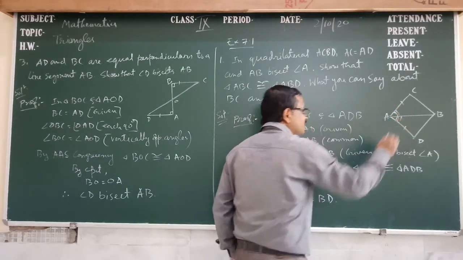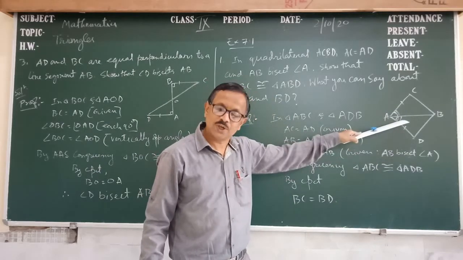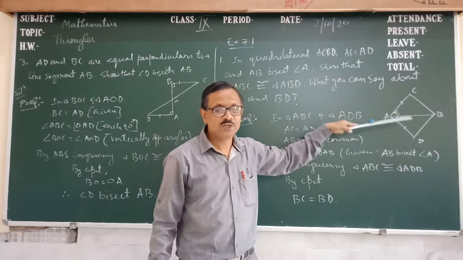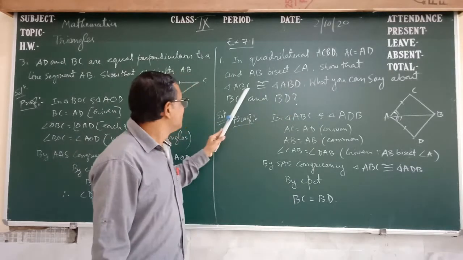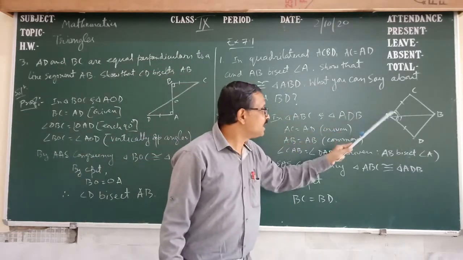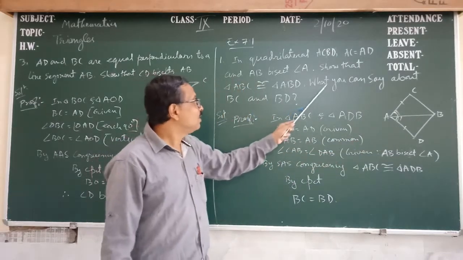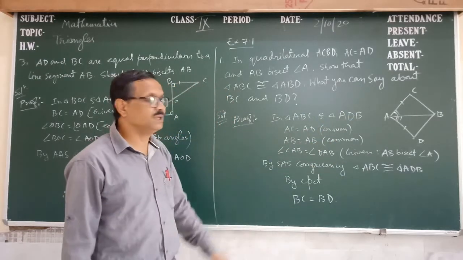That means if this angle CAB is 30 degrees, then DAB is also 30 degrees. So AB bisects this angle, and these two angles are equal. This is given. What we have to prove? Show that triangle ABC is congruent to triangle ABD. That congruency we have to prove. And another question is: what can you say about BC and BD?